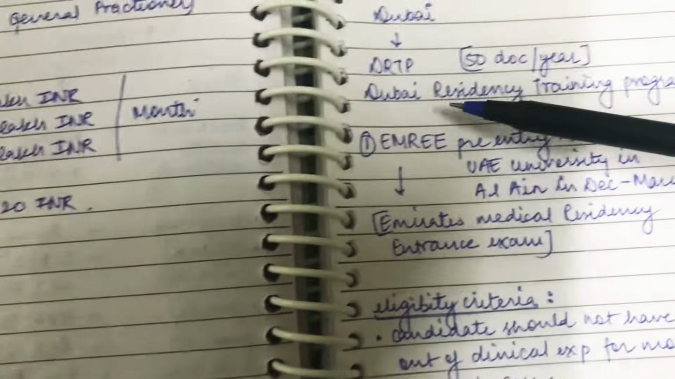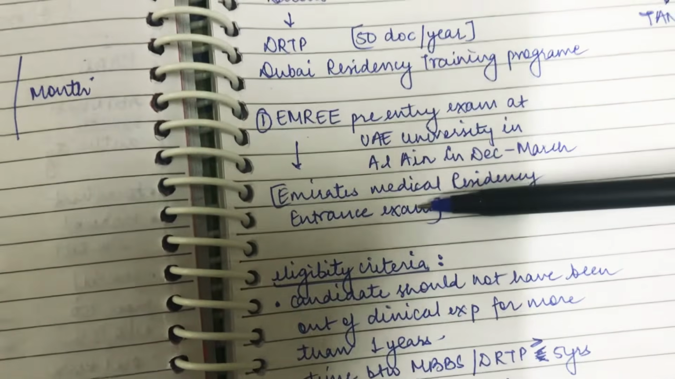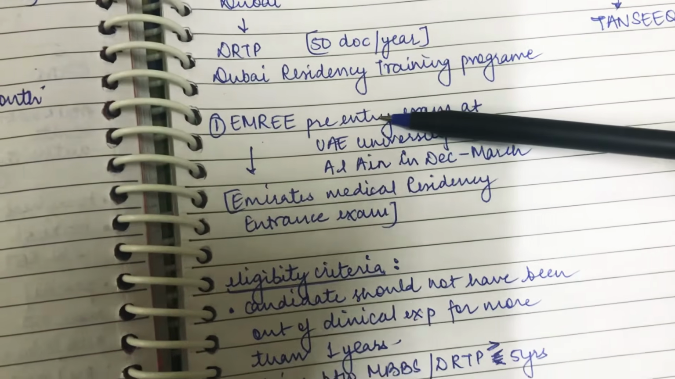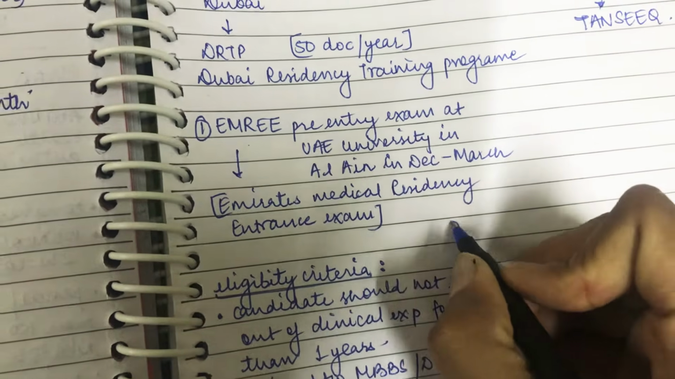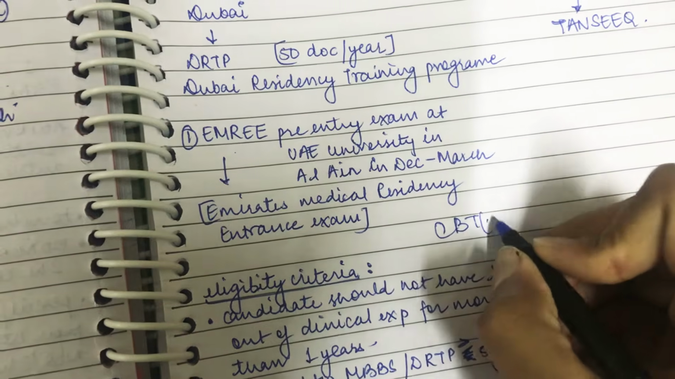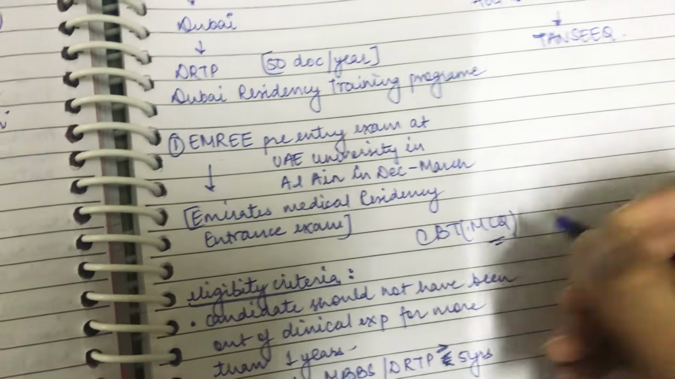This was it about DRTP. Few points that I missed here about the subjects which are tested and the type of examination. The type of examination is CBT, which means MCQ questions. I'll talk about that in a bit.